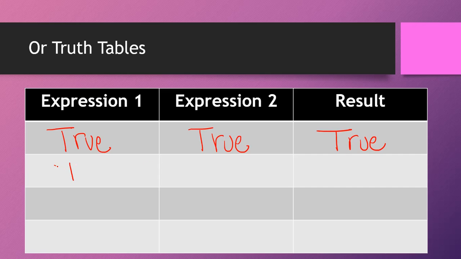Well, let's say one of them is true and one of them is false. And I put an or in the middle. Well, in the or statement, only one of the expressions has to be true for the full thing to be true. So this would mean that the shoes are comfortable, but they're not cheap. I'm still going to buy them since they're comfortable.